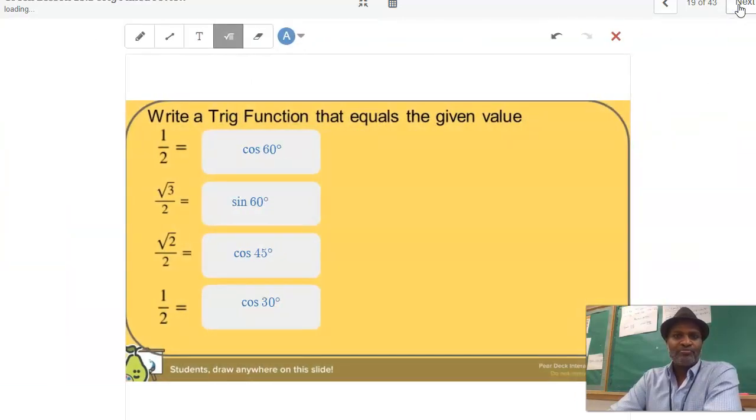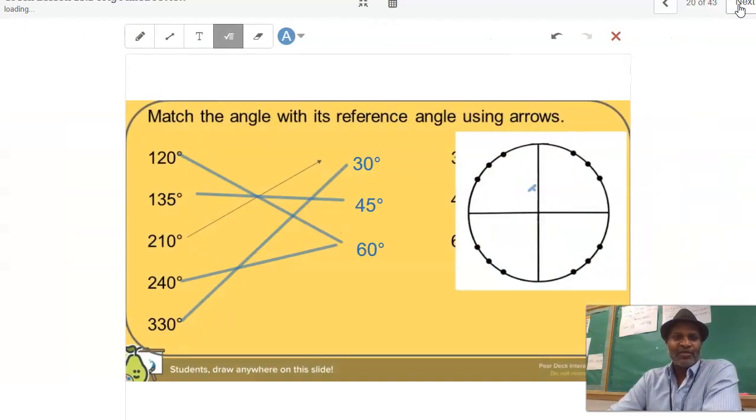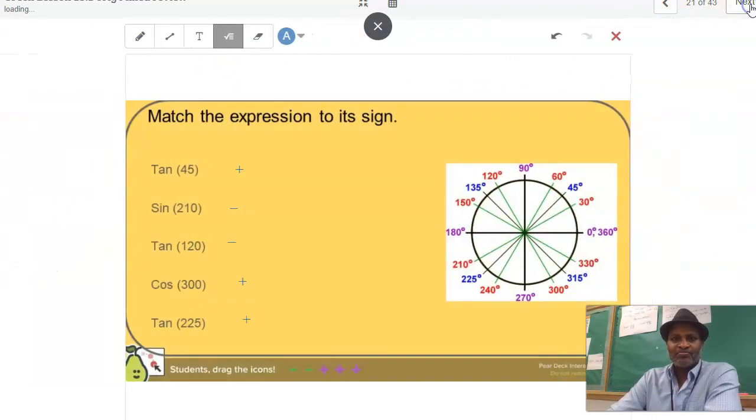Okay. More. Here, I just want you to pick out a trig function that will be equal to that value. So just backwards. Okay. Matching angle with its reference angle. Remember, to find a reference angle, you're going to divide by either 30, 45, or 60, whichever one goes in there evenly. If 30 and 60 both work, always use the bigger one.